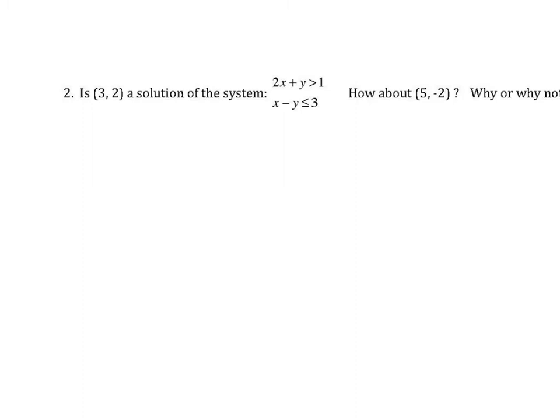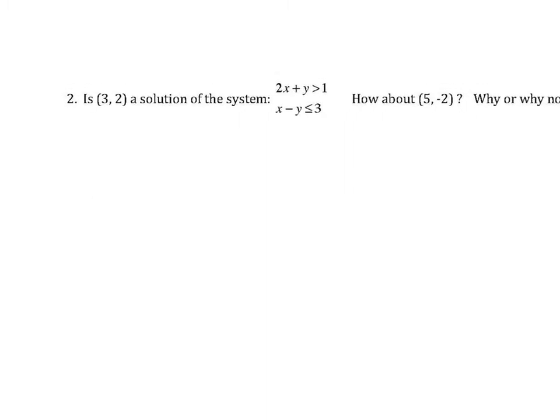Okay, how do you plug in 3, 2 into the first? You have this equation here: 2x plus y is greater than 1. So you plug in 3 for x and 2 for y because those are your variables. So you get 2 times 3 plus y, which is 2. Is that greater than 1? Yes, that's 6 plus 2, which is 8, and that should be bigger than 1. So that works with that equation. So 6 plus 2 is definitely greater than 1.